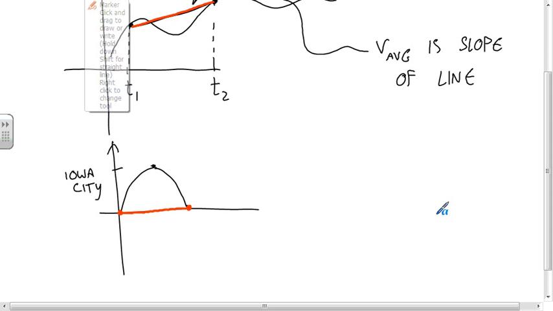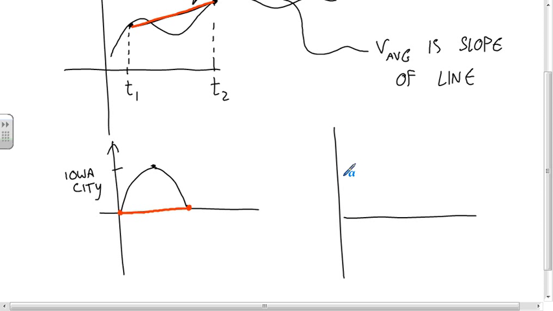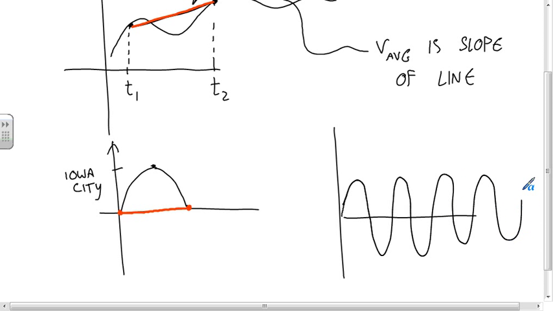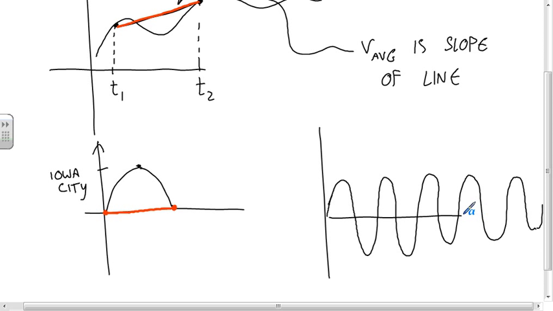The NASCAR race would look like, will it look like this? Up and then down? It's a little hard to do it in one dimension like that, but think of it this way. I need to make it end here though. Okay, so each one of these blips represents 1 lap. And so here's 1 lap, 2, 3. This is a really short NASCAR race, but there would be t1, there would be t2, and the average velocity would be the slope of that line, which is 0.